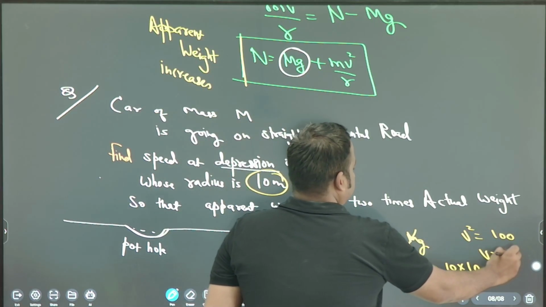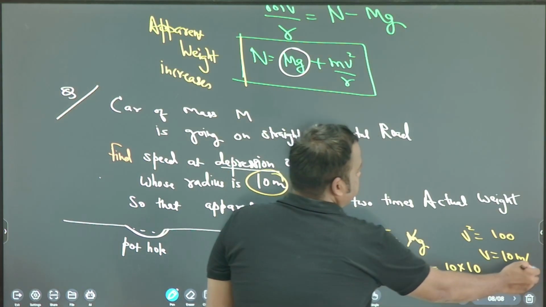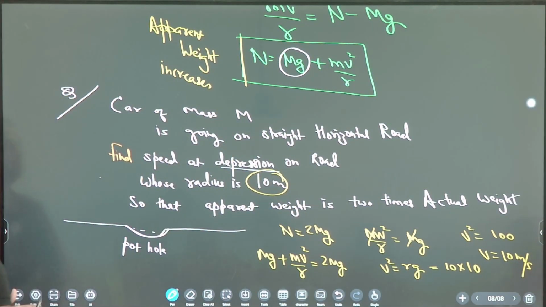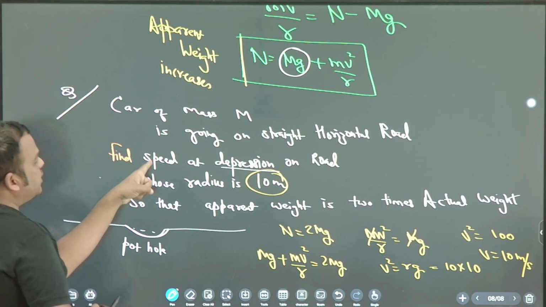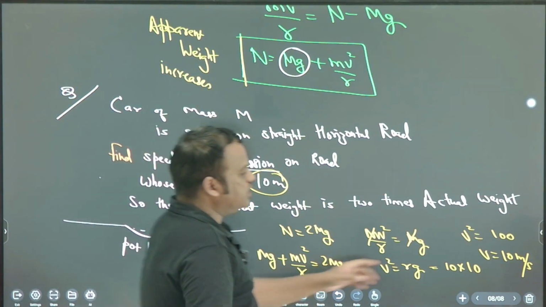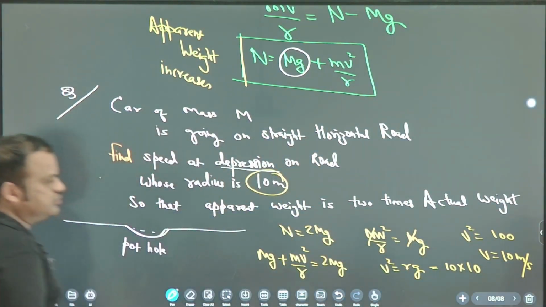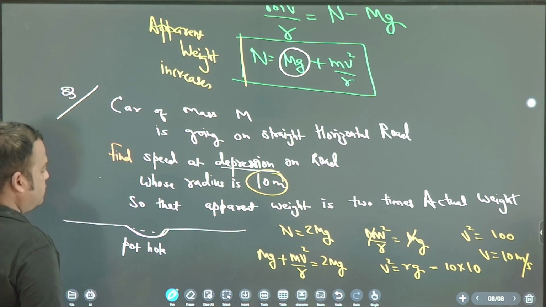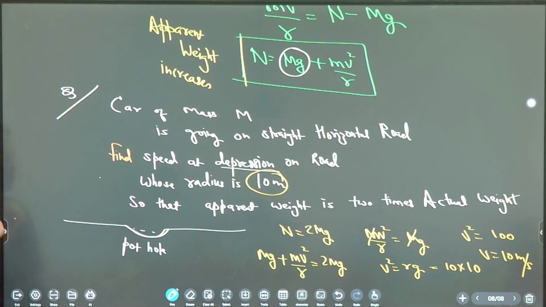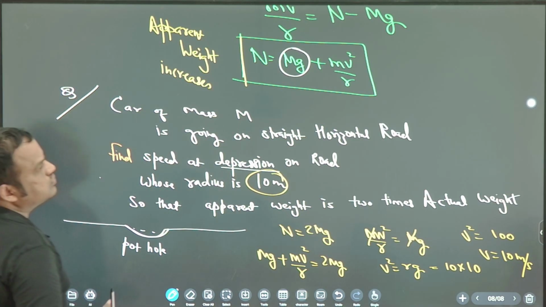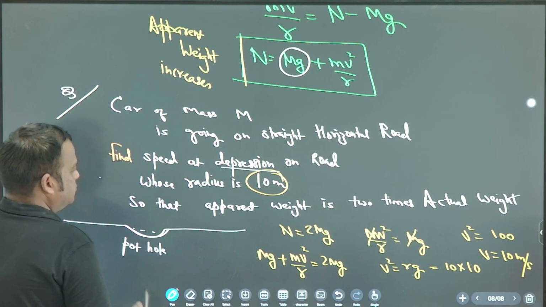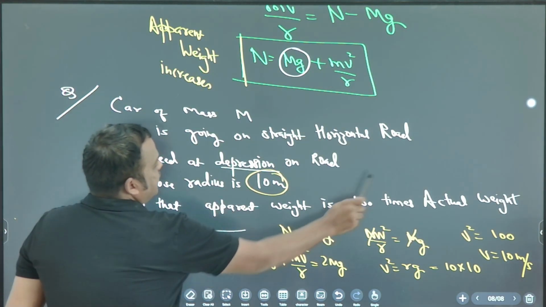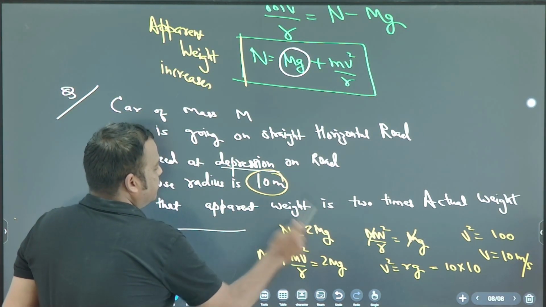Correct. So with what speed will the car be going? 10 meter per second. Okay. So that is depression. Note down. So apparent weight is 2 times actual weight. So N is equal to 2 mg.